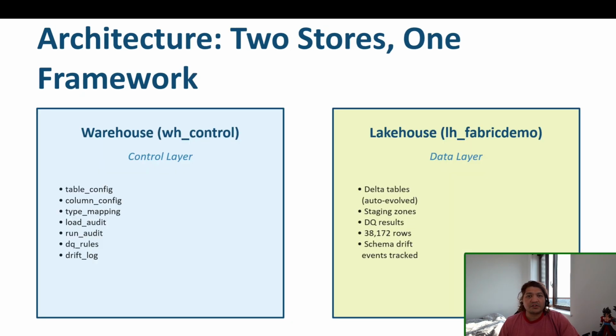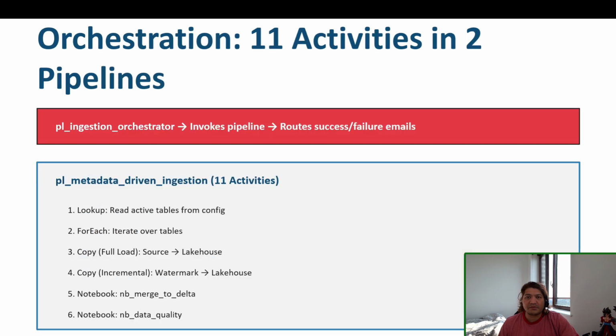Typically, the framework works on two cores. One is your lakehouse, where the data layer is stored, and one is the warehouse, which is your control table, which is the control layer. In the control layer, you will have all your configuration tables and audit tables stored, and in the data layer, you will have all your actual data that moves in, including the schema drifts and evolutions that happen.